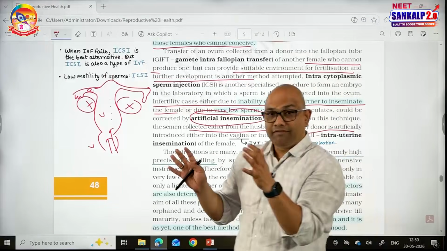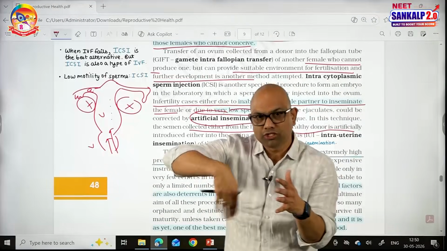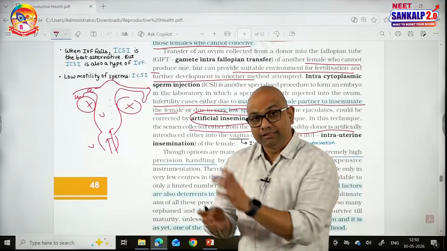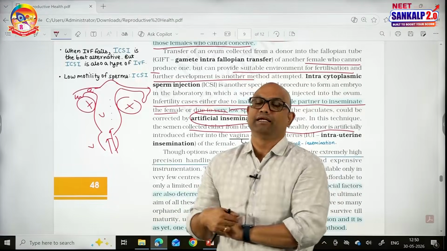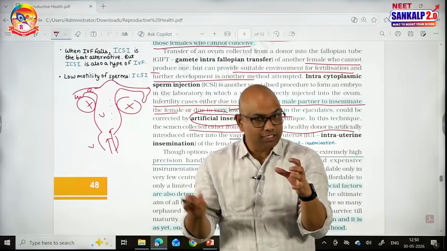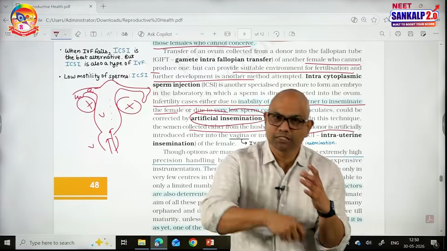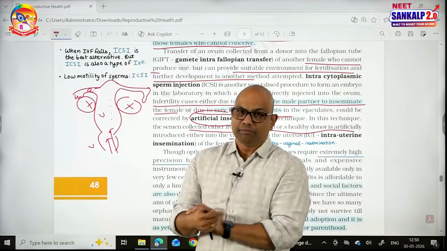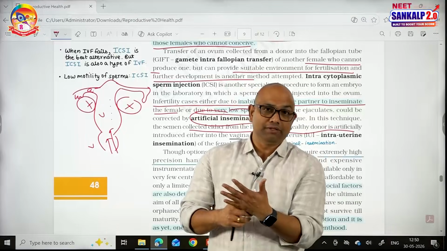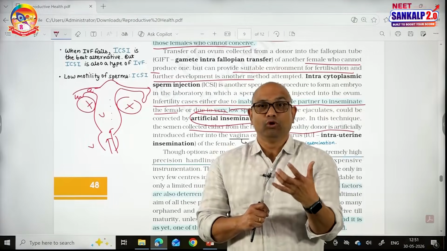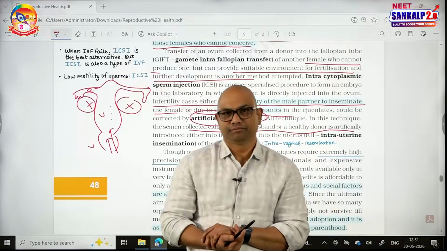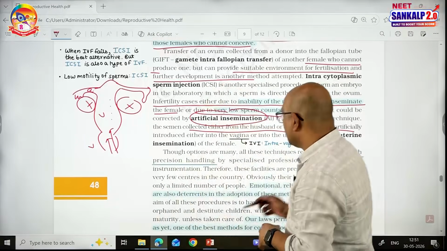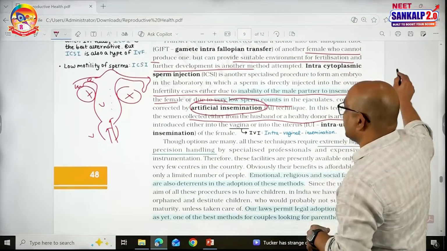So, when IVF naturally fails, like when fusion of sperm and ovum in the petri dish fails, this is the best method to get pregnant, because they are not allowing the sperm to fuse with the ovum, they are injecting the sperm directly into the cytoplasm of the ovum. In the majority of cases when the sperm has low motility, this is the best method. So these are the different ART techniques.